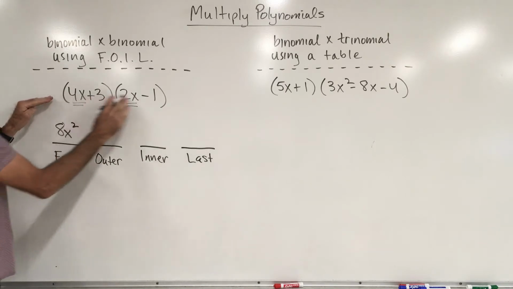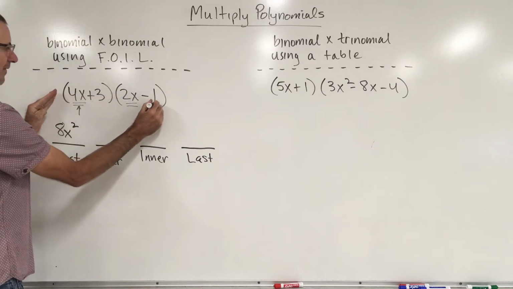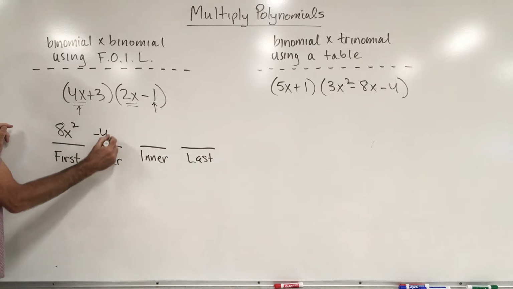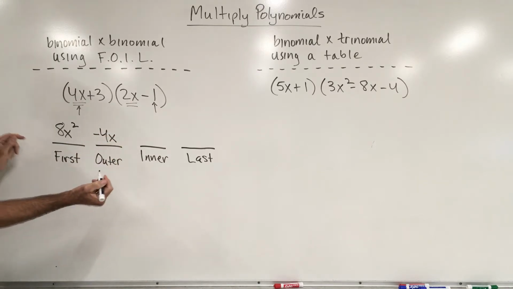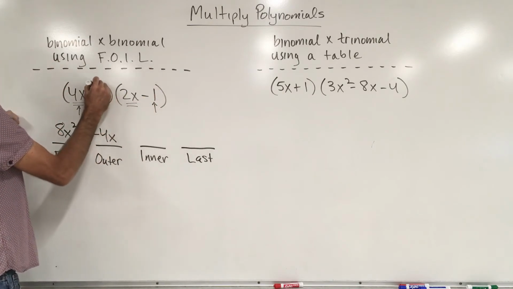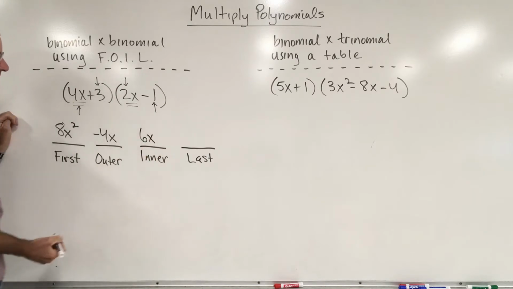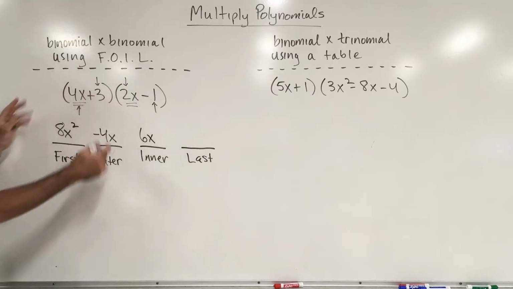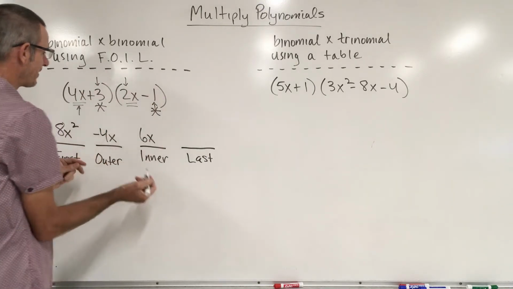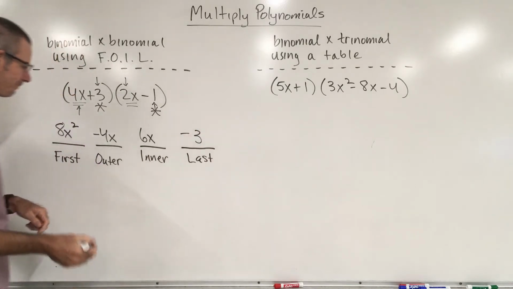Now when we look at all 4 of them together, this is on the outside, and this is on the outside. So those are our outer terms. That's negative 4x. Then when we're looking for our inner terms, if those are the outer terms, these ones left over right here are the inner terms. That'll make 6x. And then in this binomial, this comes last. And in this binomial, this comes last. So when we multiply our lasts, we get negative 3.